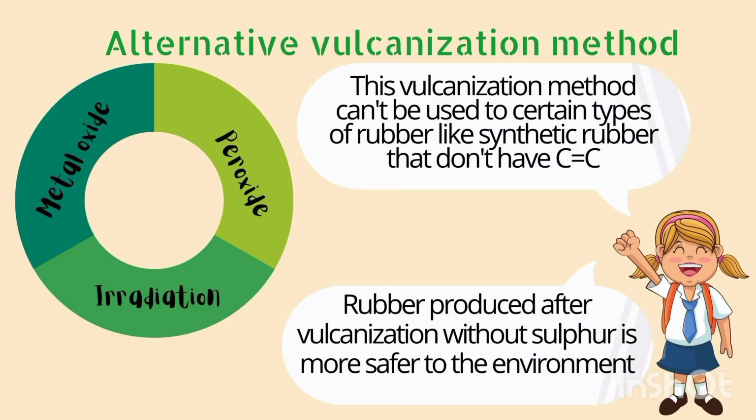Alternative vulcanization method. This method can't be used for certain types of rubber, like synthetic rubber, that don't have double bonds of carbon atoms. The rubber produced after vulcanization without sulfur is safer for the environment. For example, we use metal oxide and peroxide, and we also use the irradiation method for this vulcanization.